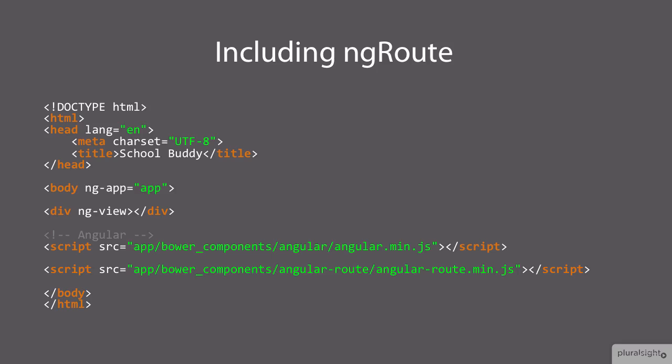Adding a reference to the JavaScript file is done the same way you reference any other JavaScript file. This is a simplified version of the index.html file for the School Buddy demo app we'll be using. I've installed Angular with Bower, and I'm referencing the minified file inside the Bower Components folder. A little above that, you can see that I've applied the ngView directive to a div element. That will be the location where the view for each route will be inserted into the page.